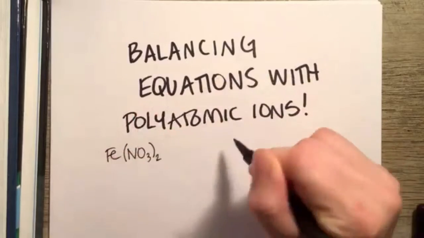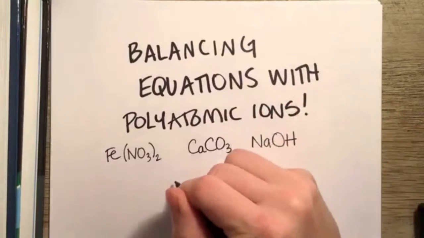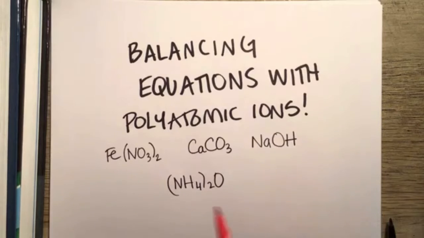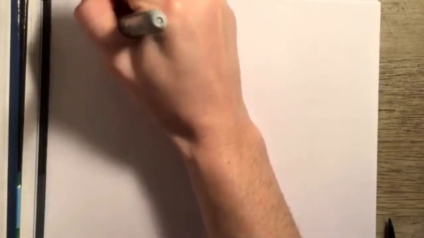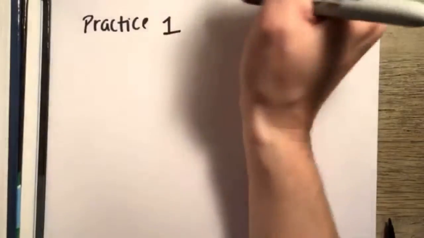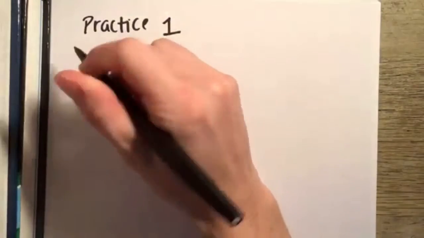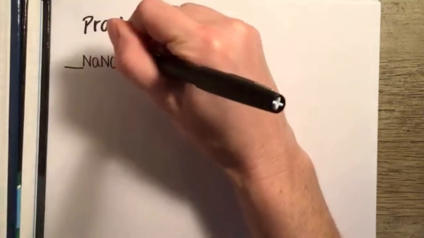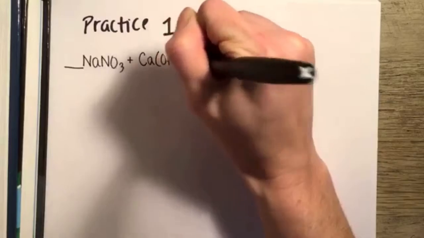So nitrate is an example, NO3. Carbonate, CO3 is another example. Hydroxide, OH, ammonium, NH4. Notice that these are all formulas that contain polyatomic ions. We can actually use an easy trick when balancing equations where polyatomic ions remain intact, stay together throughout the entire chemical reaction. So let's look at sodium nitrate plus calcium hydroxide.